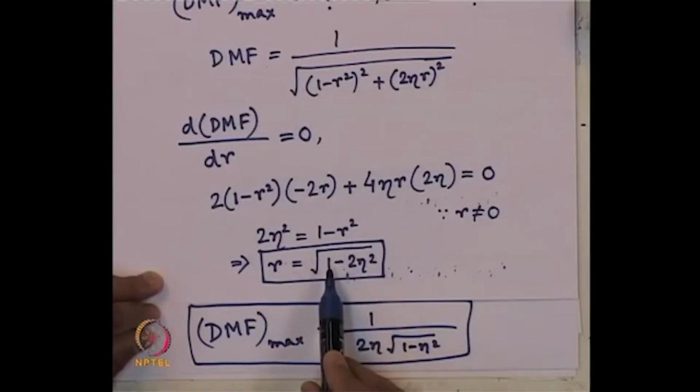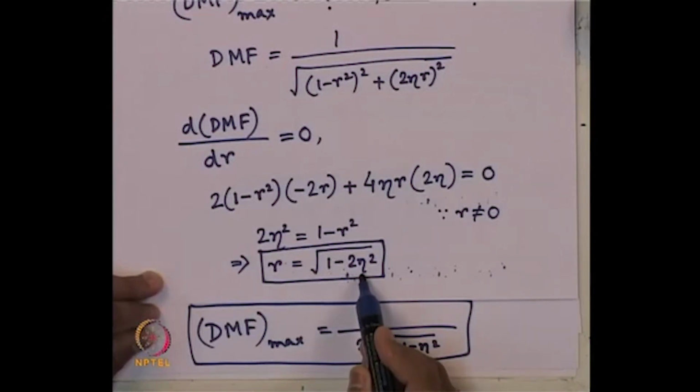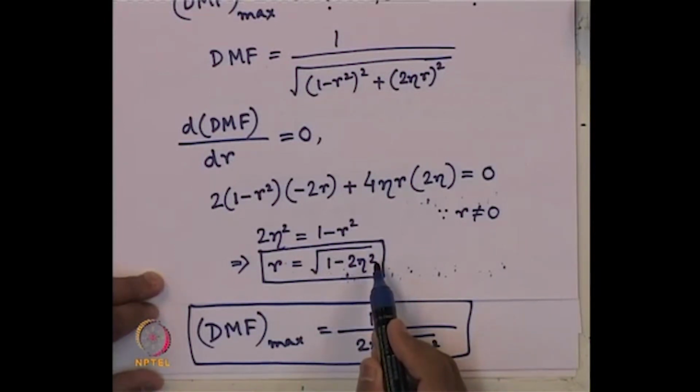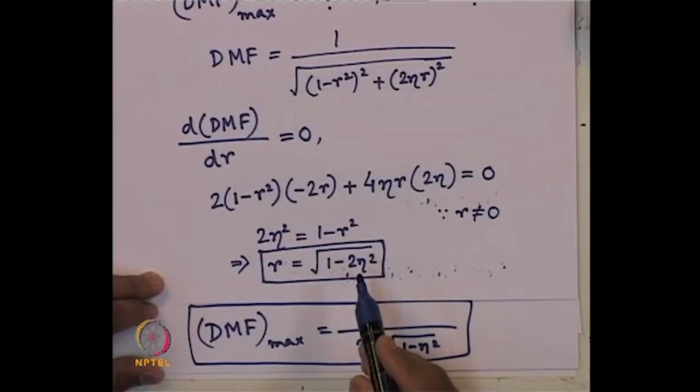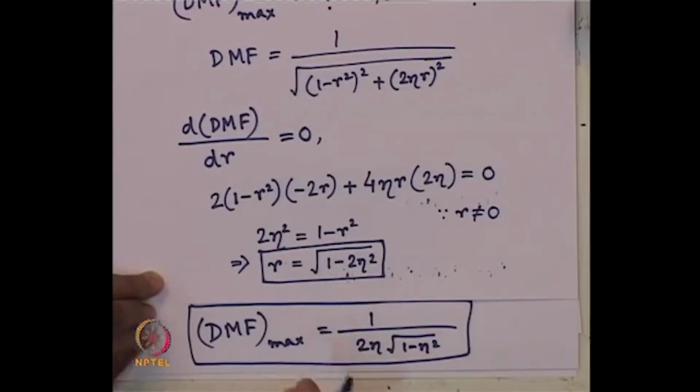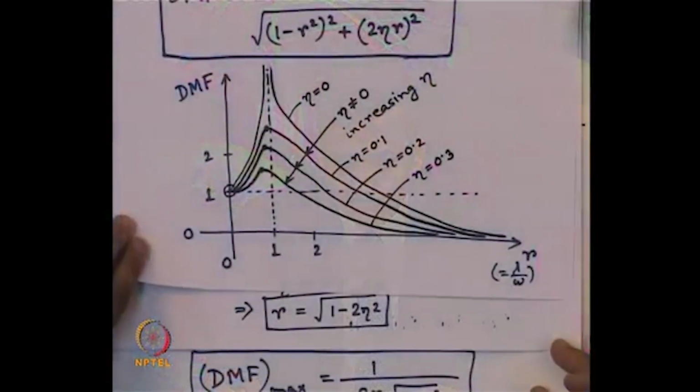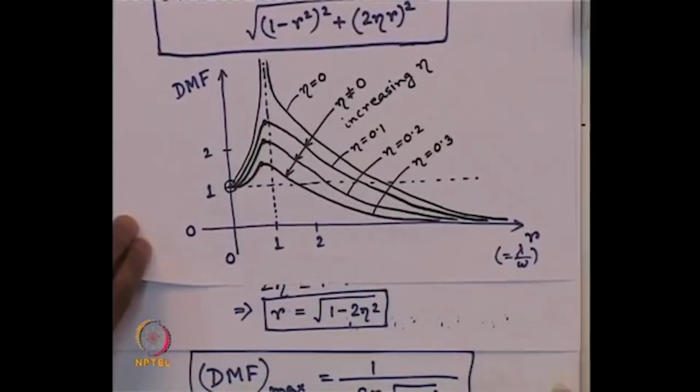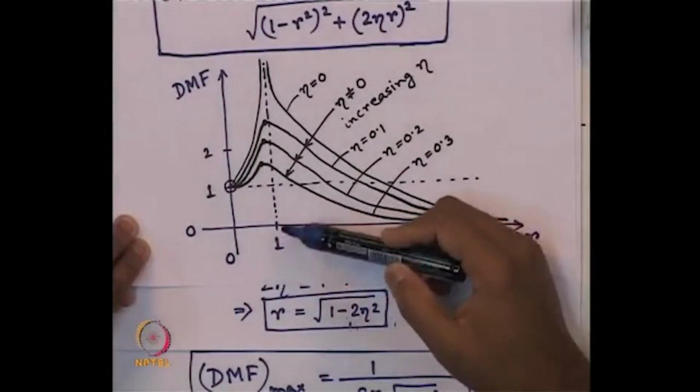The maximum occurs for non-zero values of eta, and as the value of eta increases, the maximum DMF point keeps shifting away from r equals 1 towards r equals 0. It will shift slowly from r equals 1 to r equals 0. So, let me put the graph again here and compare it with this expression. Now, it will be easily understandable for us.